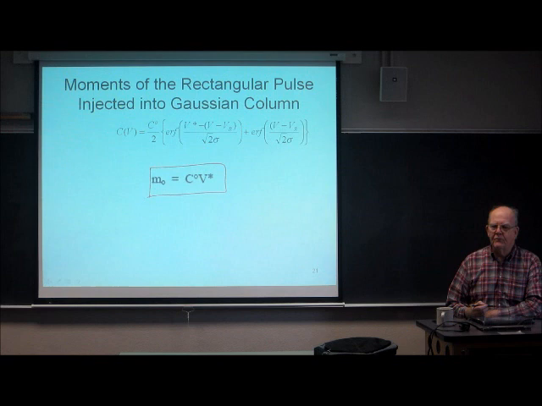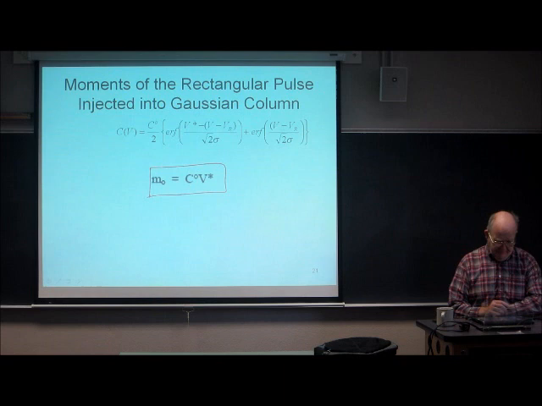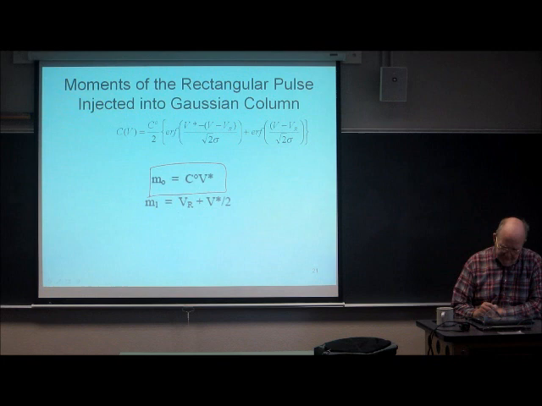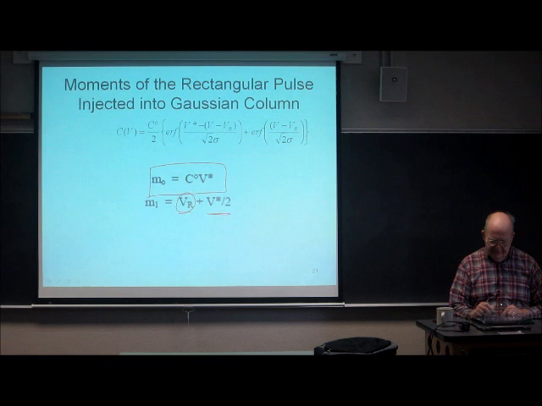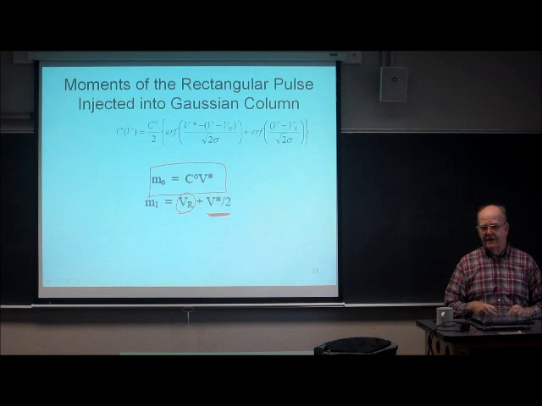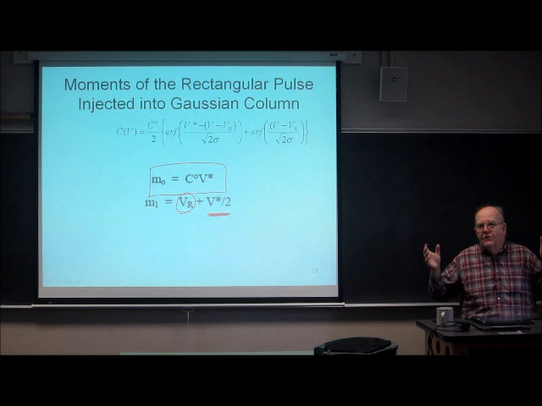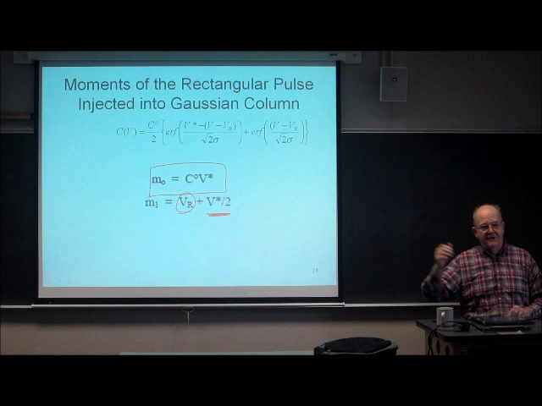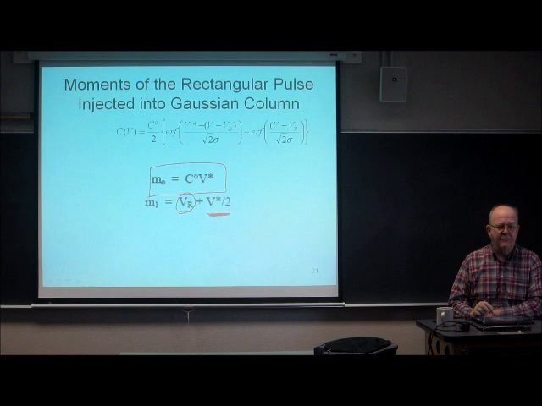This is the zeroth moment, which is the area. It's equivalent to the total number of runners. This is the first moment, which in volume units would be equal to the retention volume of the Gaussian plus one-half of the sample volume, assuming a rectangular pulse. If it was some other function, not a rectangular pulse, but a triangle, or you could, if you wanted to, model the input distribution as another Gaussian, then it would be related to the sigma of the other Gaussian.